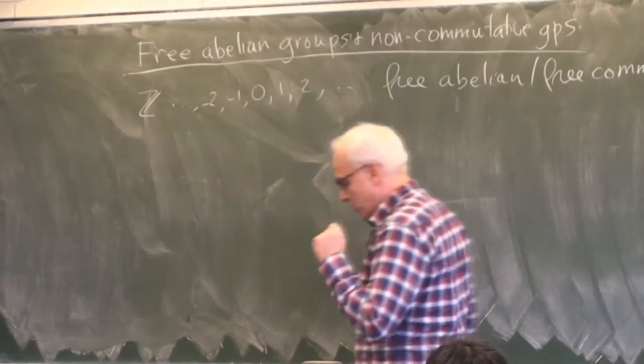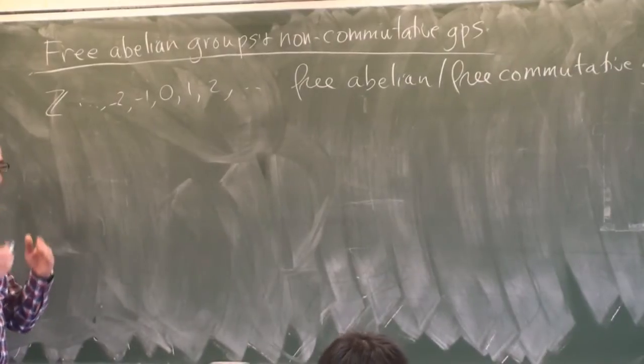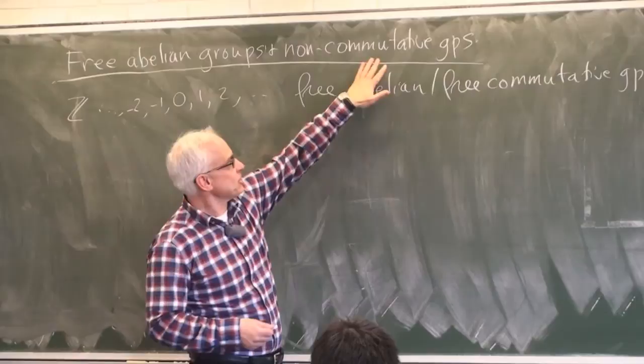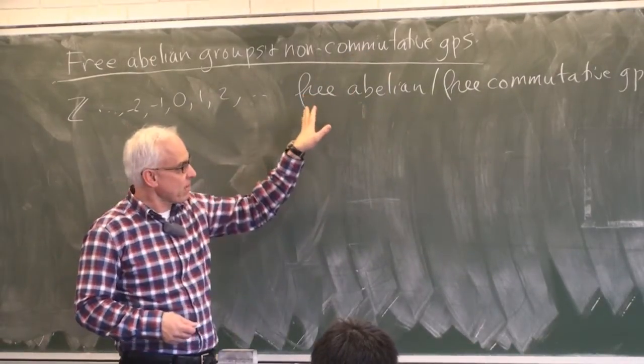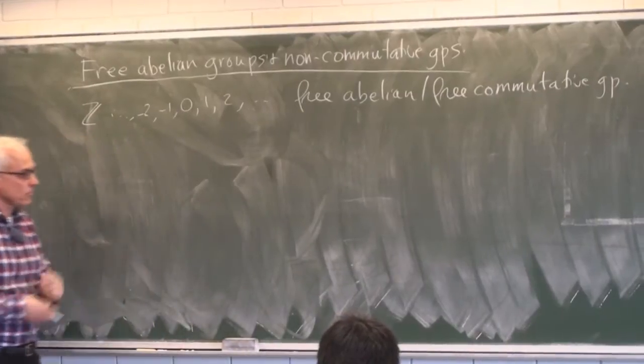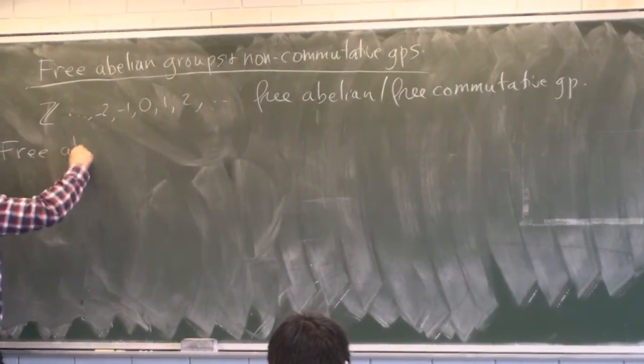I should maybe point out that there's also a notion of free group, which is different from the notion of a free abelian group. The notion of a free group resides in this non-commutative story. Today we're just talking about free abelian groups or free commutative groups, same thing. So what is a free abelian group?